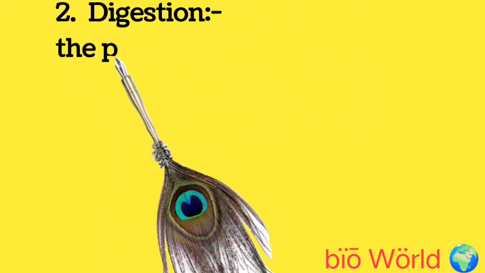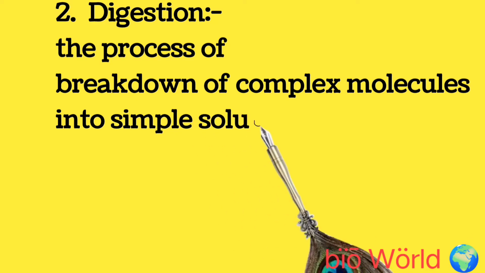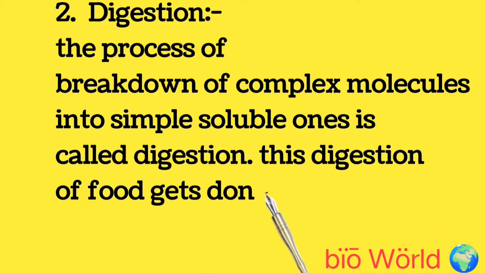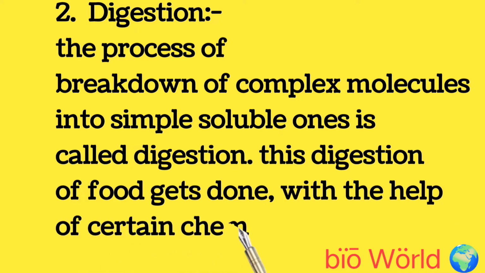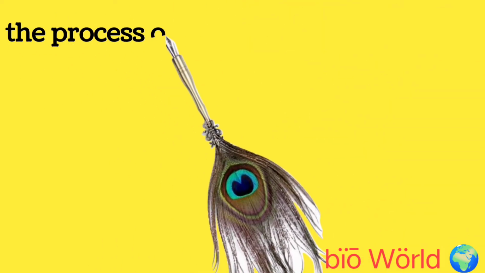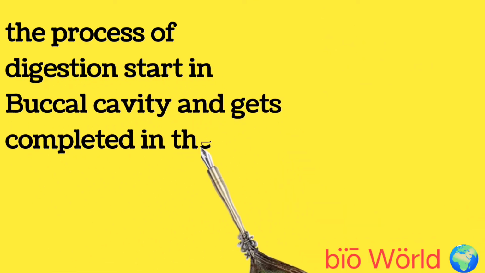2. Digestion. The process of breakdown of complex molecules into simple soluble ones is called digestion. This digestion of food gets done with the help of certain chemicals called enzymes. The process of digestion starts in the buccal cavity and gets completed in the small intestine.